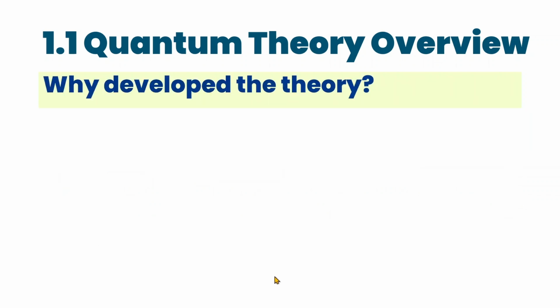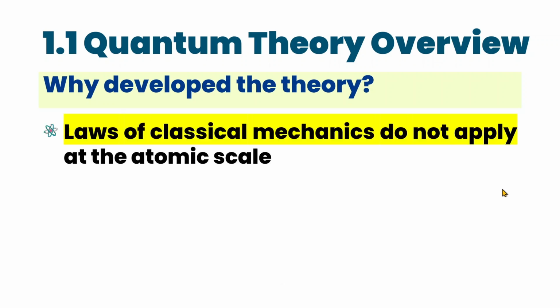So why develop the theory? What's the reason why quantum theory exists? The first reason is that the laws of classical mechanics do not apply at the atomic scale. Classical mechanics, the ones that explain how big objects move, just don't work when you zoom in to the atomic scale. Things behave very, very differently down there at the subatomic scale.